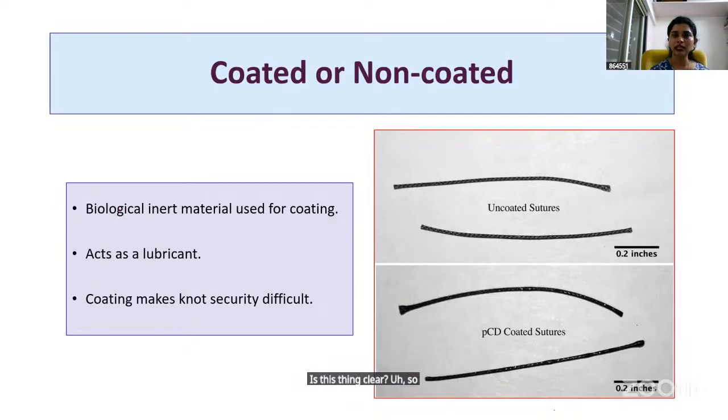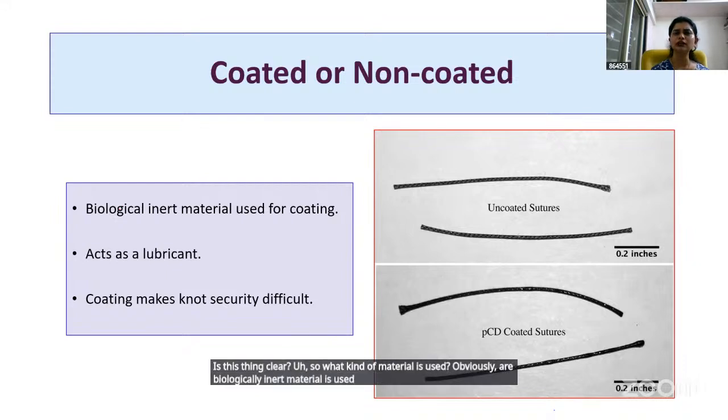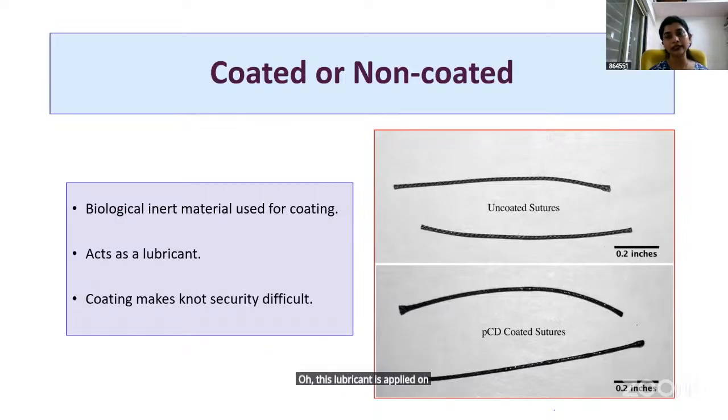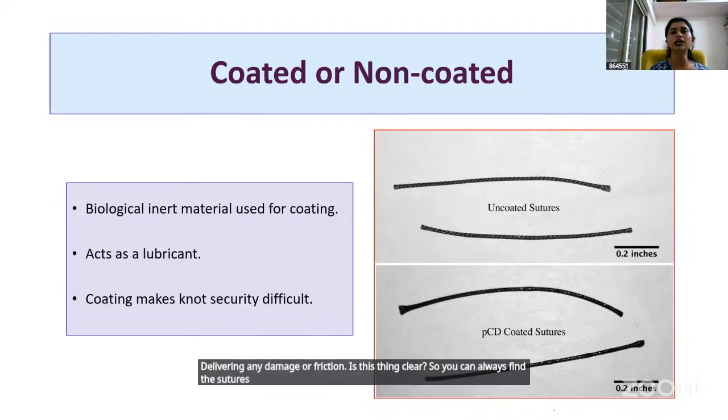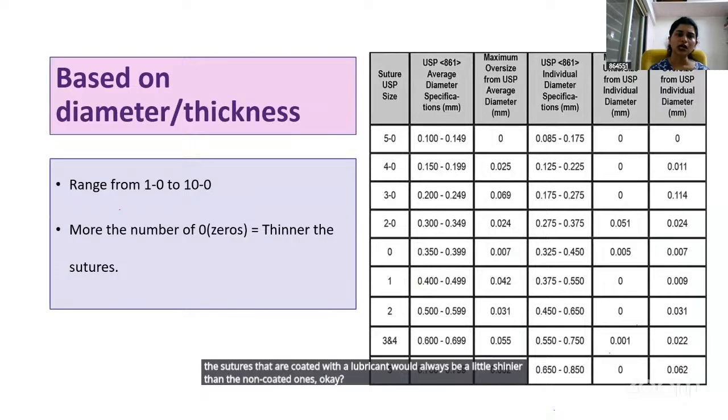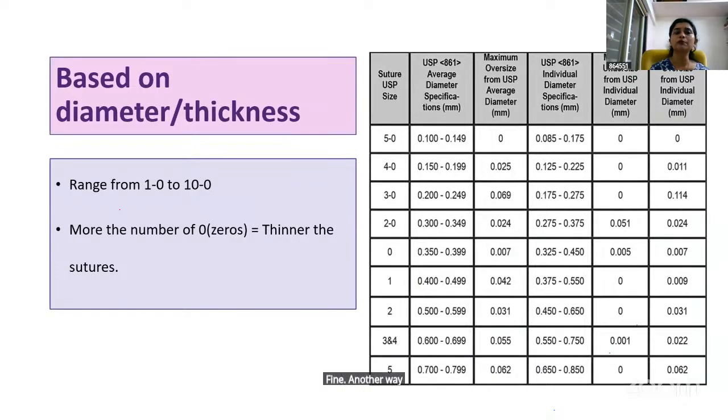So what kind of material is used? Obviously, a biologically inert material is used as a lubricant, and a thin layer of this lubricant is applied on the suture so that they very smoothly pass through the tissues without delivering any damage or friction. Is this thing clear? So you can always find the sutures that are coated with a lubricant would always be a little shinier than the non-coated ones. Okay, fine. Another way of classifying the sutures is based on their diameter and thickness.